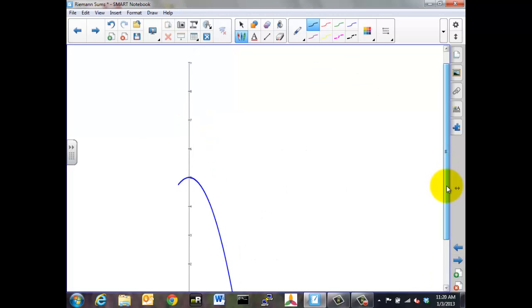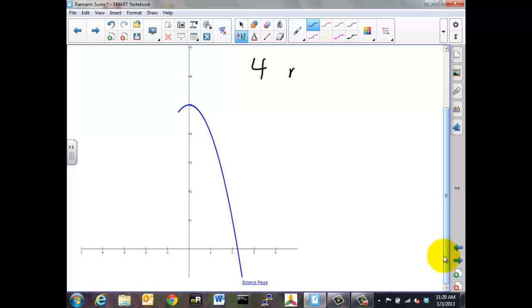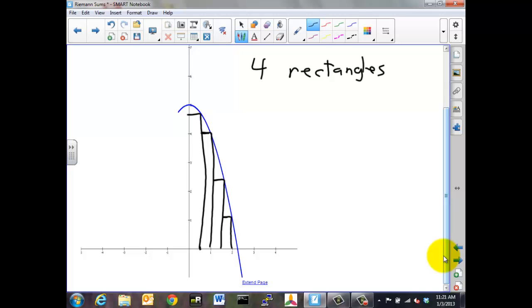What if we did 4 rectangles? Okay? So I'm going to do 4 rectangles. I'm going to go right here at a half and go up, and then at 1 and go up, and then at 1 1/2 and go up, and at 2 and go up. So I've got 1, 2, 3, 4 rectangles. Should that give me a better approximation? Yeah. All right. So now, for this first rectangle, how am I going to find the area of rectangle 1? It's going to be 0.5. Now, where is this 0.5 coming from?